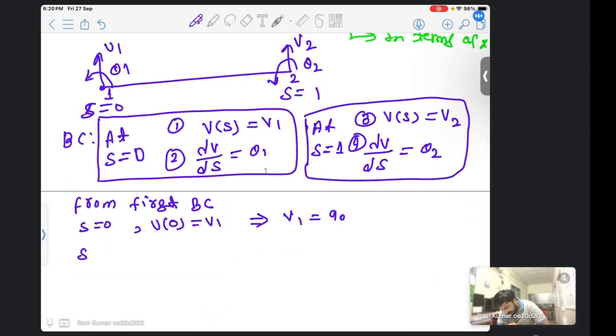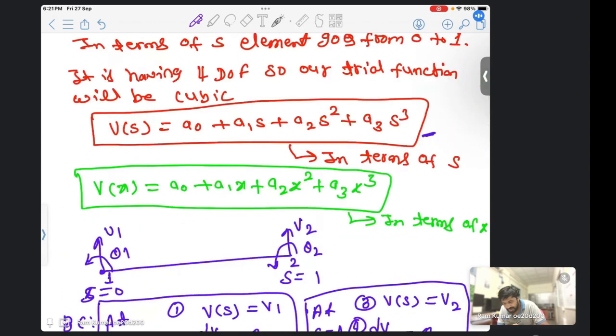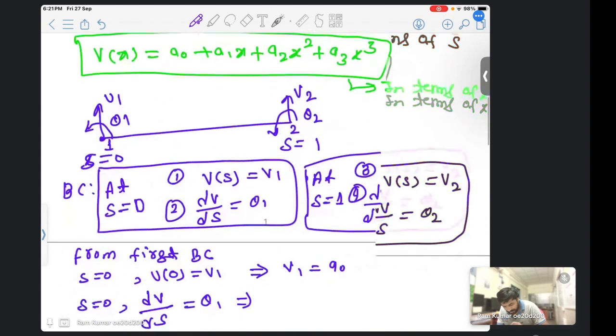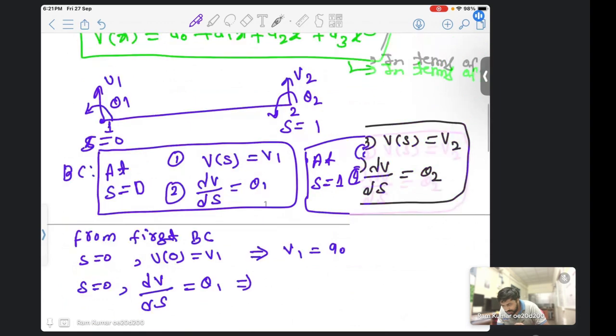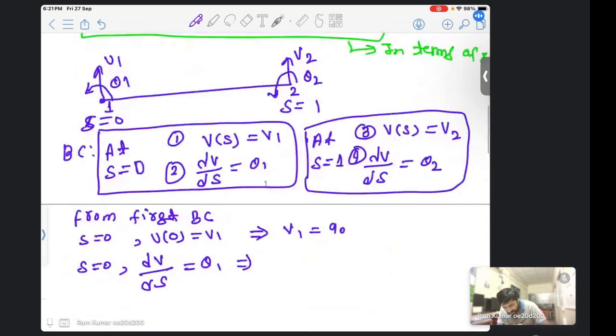Similarly, at x equal to 0, dv by ds will be theta 1, which means that we are going to differentiate. It will be a1 plus 2a2s plus 3a3s square. So overall it will be a1 only. So then theta 1 equal to a1. I'm just putting those boundary conditions. Yes, you can say yes or no.